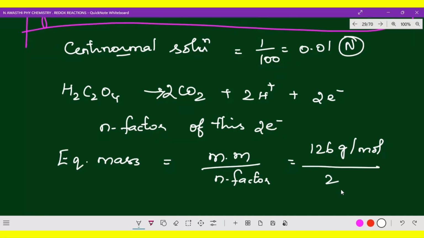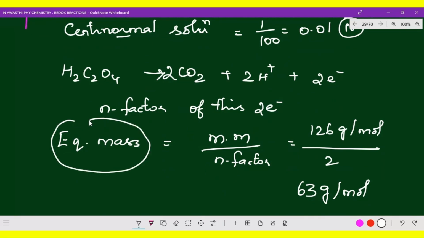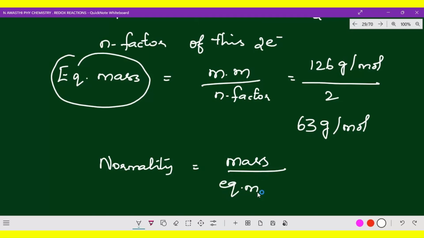So naturally you will get 63 gram per mole for the equivalent mass, right? Okay, 63, you got it. Now we are going to check with normality. Here they have given a centinormal solution, that is 0.01 N, as we found. So normality we have to identify. Normality equals given mass divided by equivalent mass into volume in liter, right?